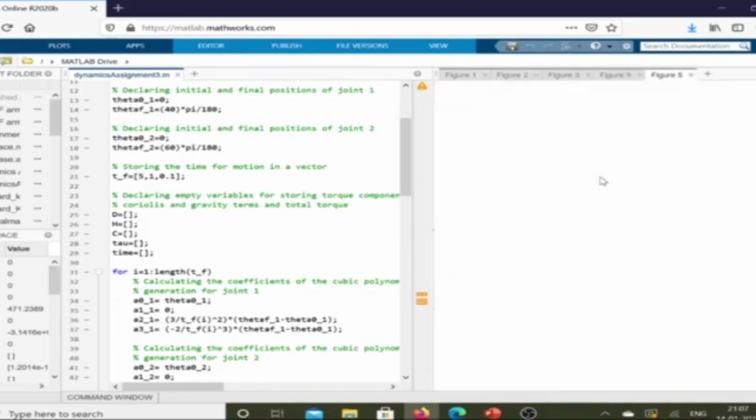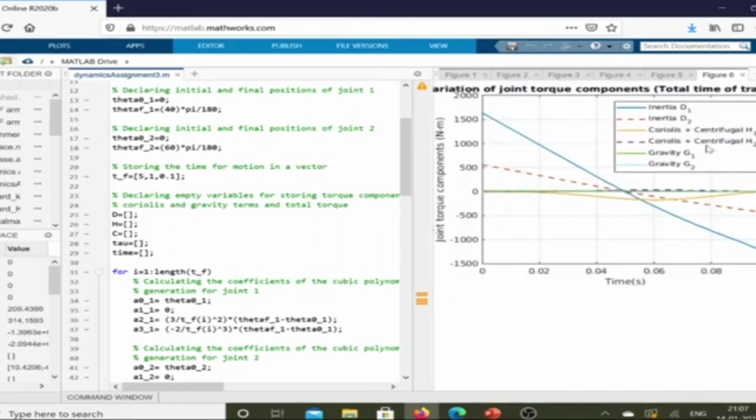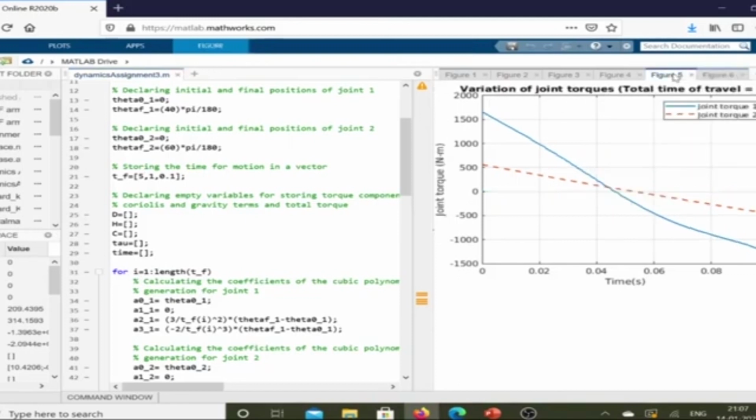So for every time instant, it has two figures. We'll just see what those figures are. Here you can see that figure number 6 is the variation of joint torque components. Let's look at figure number 5 first.